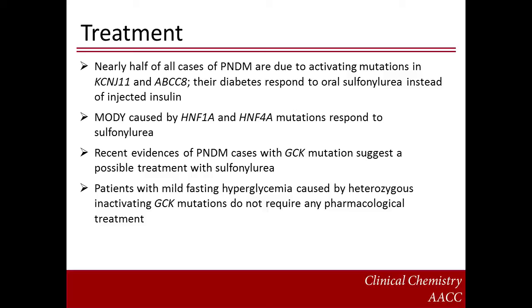So as I mentioned before, defining the genetic etiology in some cases has the greatest impact on improving treatment for patients. Nearly half of all cases of permanent neonatal diabetes are due to activating mutations in KCNJ11 and ABCC8, and their diabetes responds to oral sulfonylurea instead of injected insulin. HNF1A and HNF4A mutations cause MODY, which is often particularly sensitive to low-dose sulfonylurea therapy. Recent evidence of permanent neonatal diabetes cases with GCK mutations also suggests a possible treatment of these patients with sulfonylurea. And ultimately, patients with mild fasting hyperglycemia caused by heterozygous inactivating GCK mutation do not require any pharmacological treatment at all.